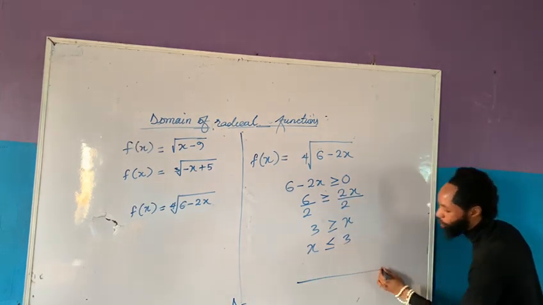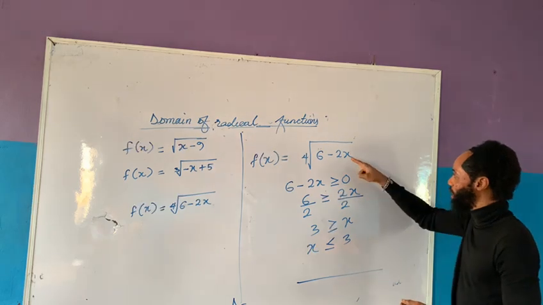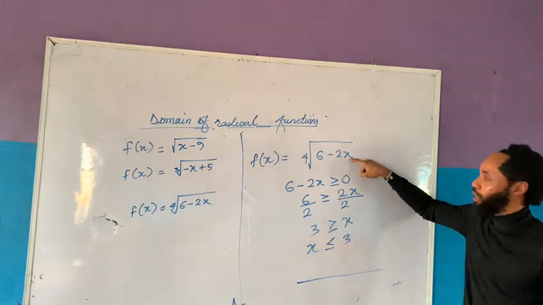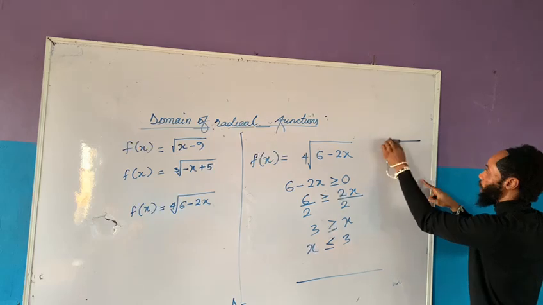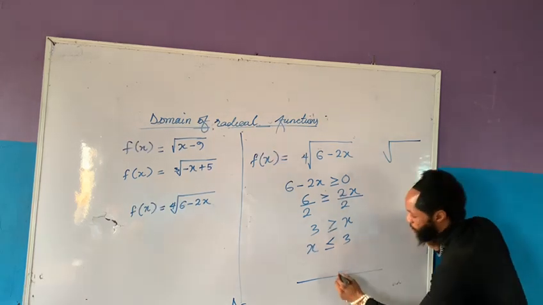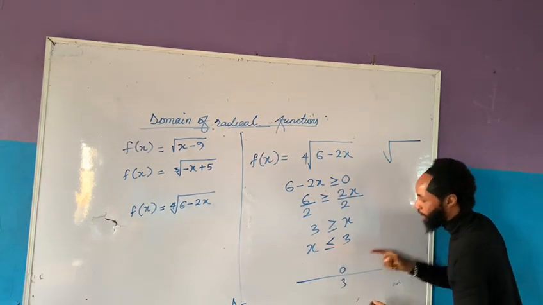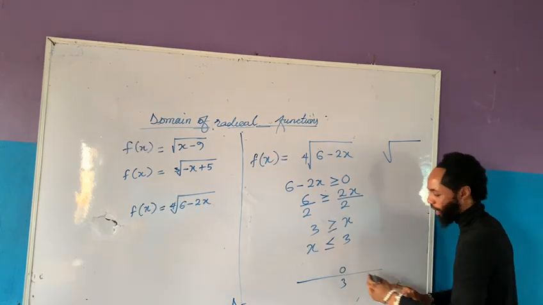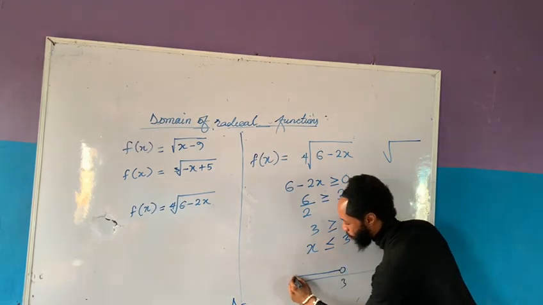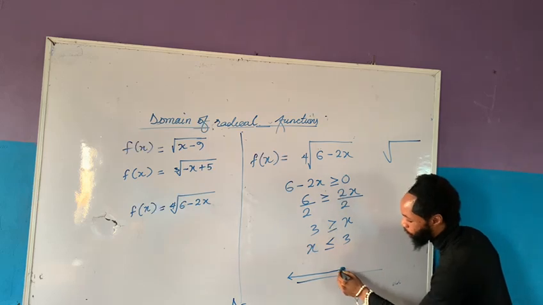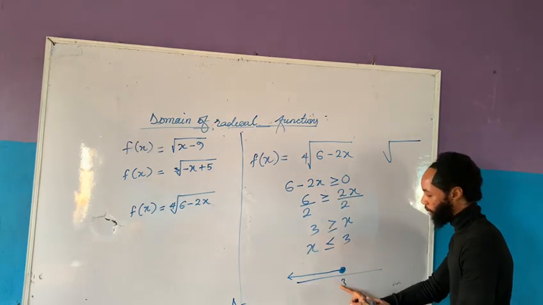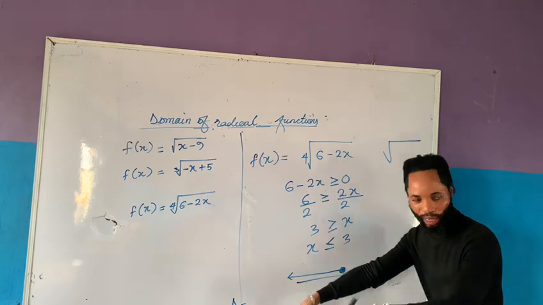Now, before we draw a number line, if x is 3, are you with me? x has to be less than or equal to 3. What are numbers that are less than 3? Backwards like this. Since they say equal to, we shade it. Now, we're talking of 3, 2, 1, 0, and counting.